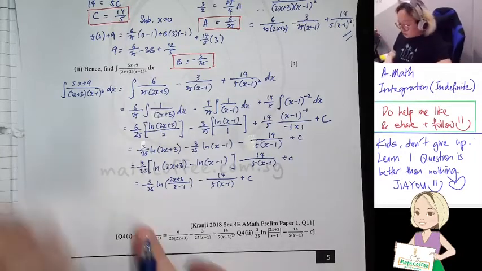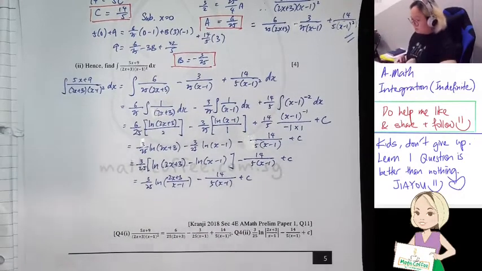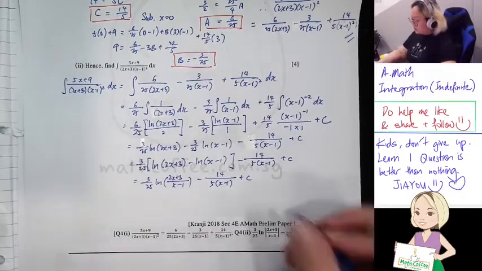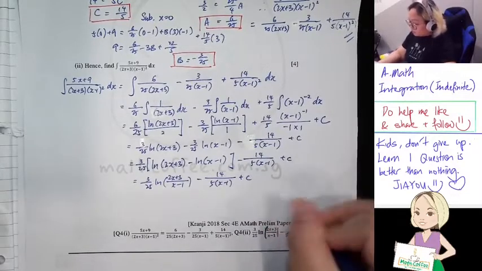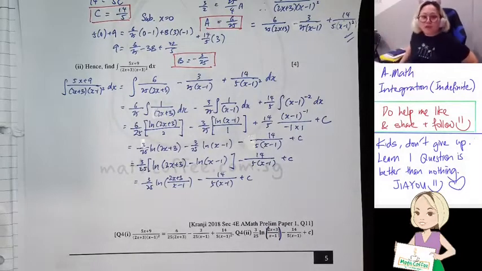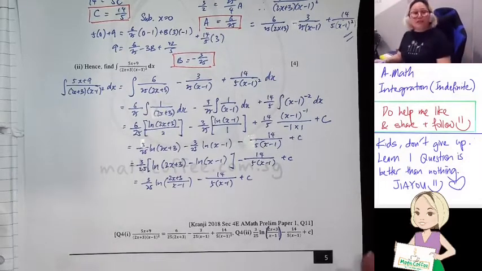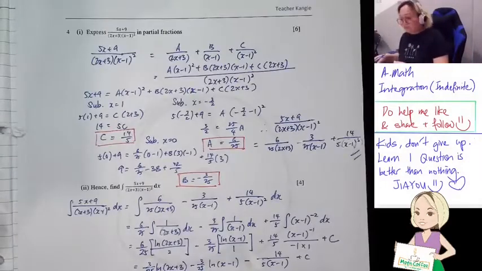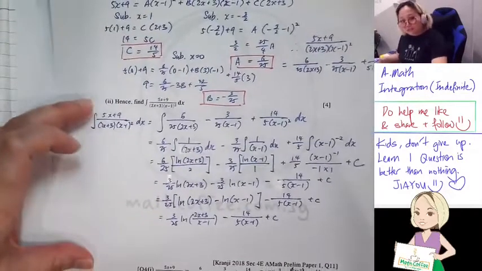So this is the answer, and we're done. Don't need to bother about the absolute value. We don't write absolute value in the secondary school syllabus. They took out the modulus, so it is fine to just put brackets. Okay, so that's all for this question 4. It's making use of partial fraction to do integration.